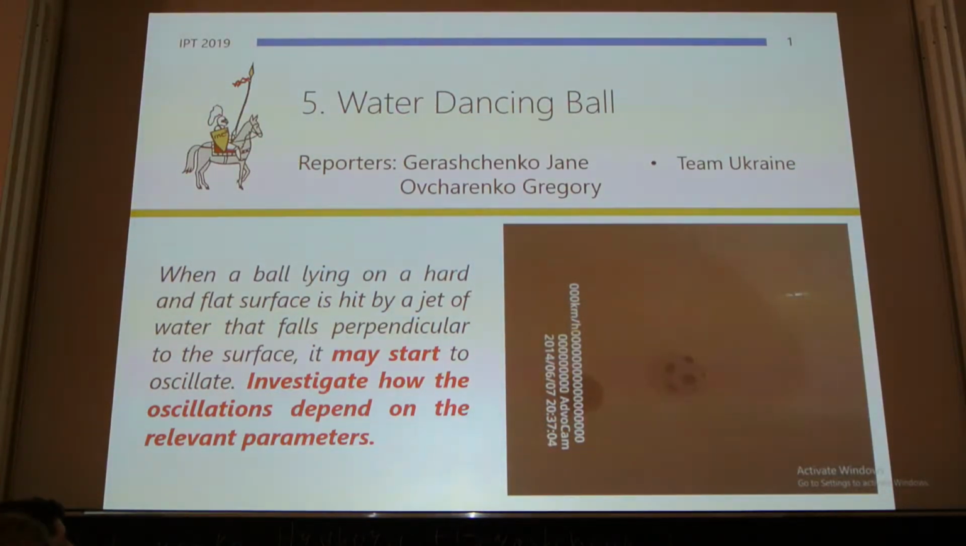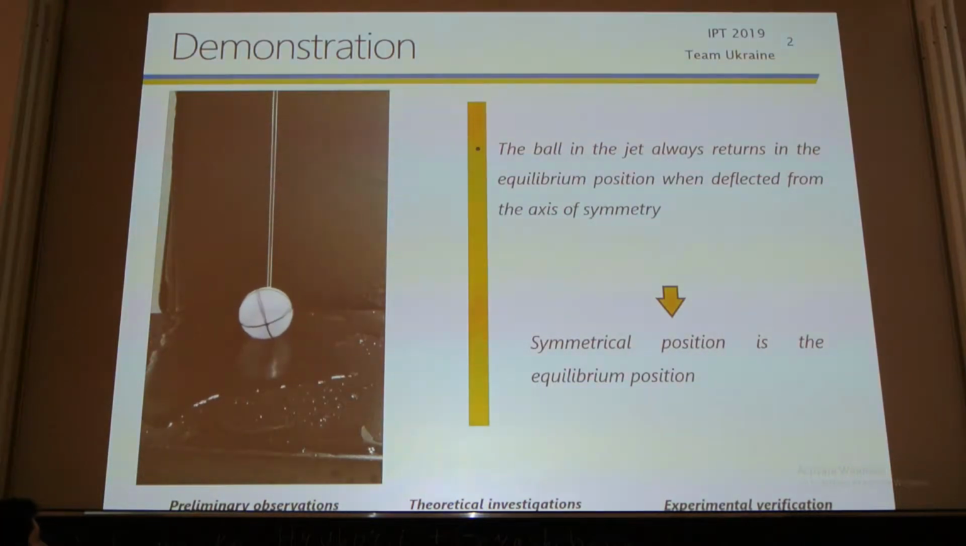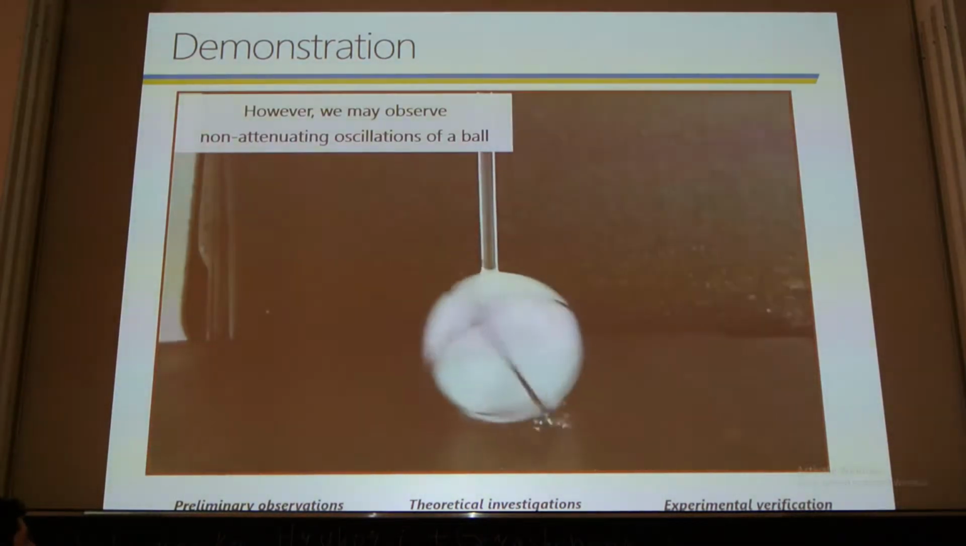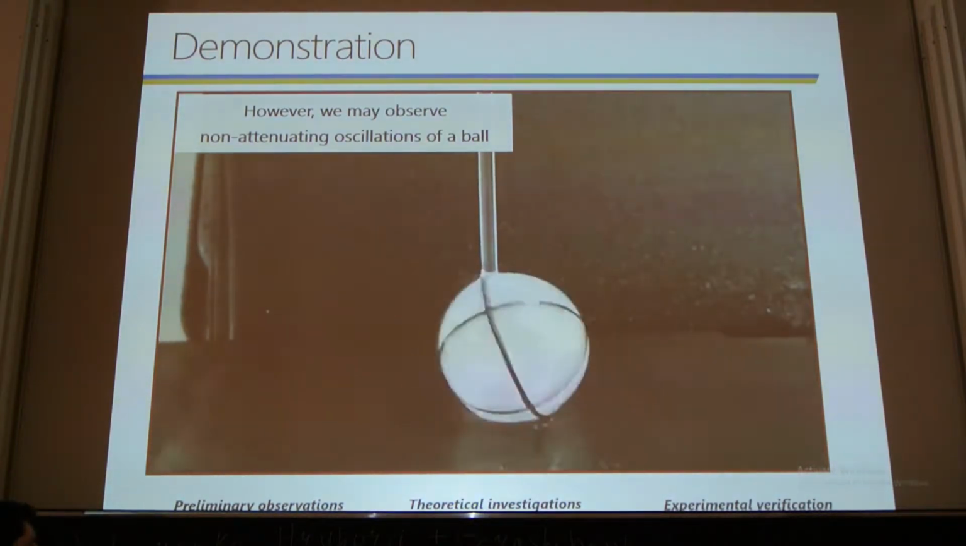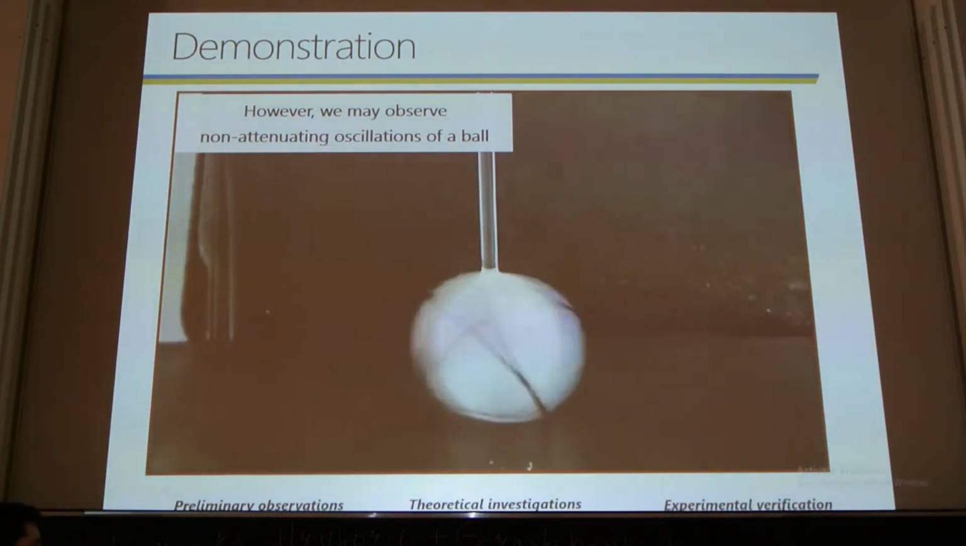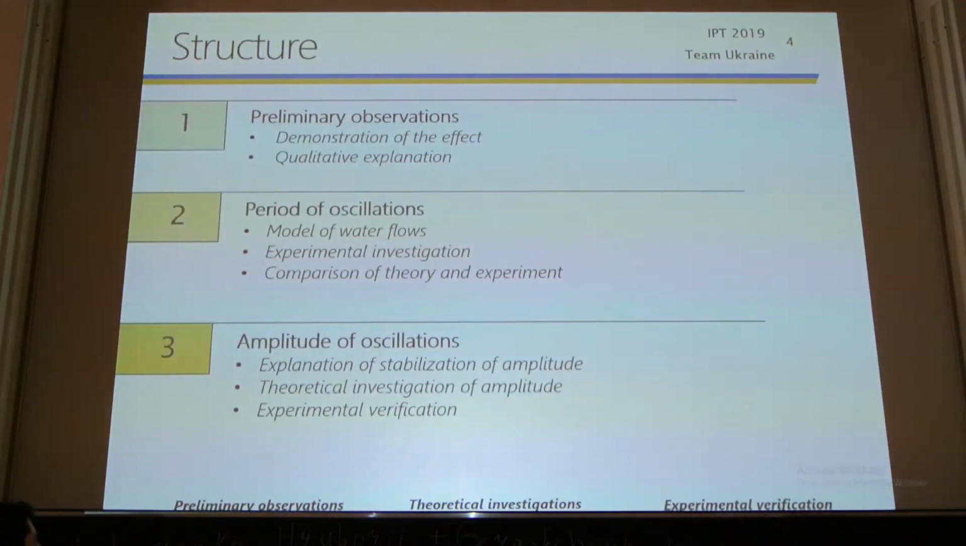For small jets, the axisymmetric position will be the equilibrium position. But as we deflect it, the ball starts to oscillate, but these oscillations will be damped. For other parameters, the amplitude of oscillations will grow and saturate at some level, and thus we will observe self-oscillations. So here is our structure.